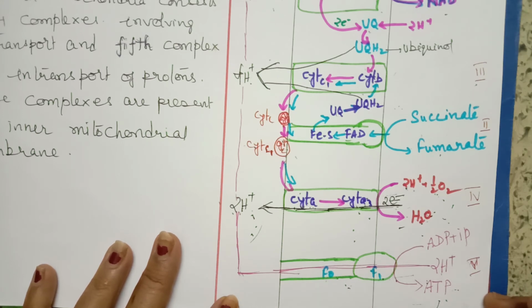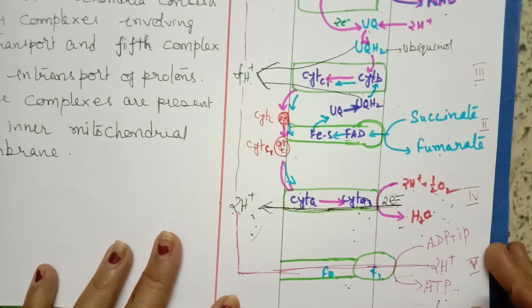I hope you have understood, children. So you have to practice this. This is a difficult concept, so you have to learn it properly. See the video again and again. Try to understand and try to practice the diagram also. This is a very, very important topic from the NEET point of view and also for your board exam. And I hope you have understood it.